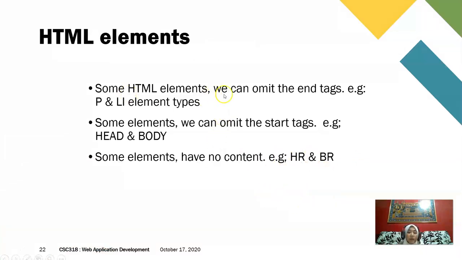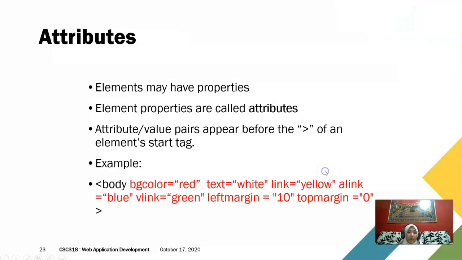So for some HTML elements, you can omit the end tags, for example, the P and LI element tags. For some elements, we can omit the start tag, such as head and body. Some elements have no content, for example, HR, the horizontal line, and BR for the break. We will do some exercises for you to practice how to use all the elements.